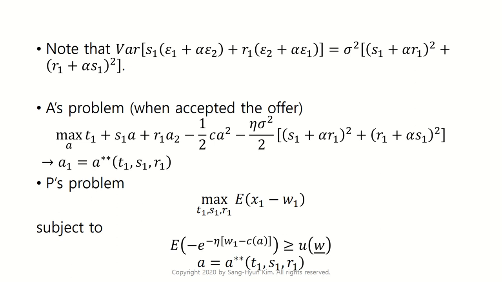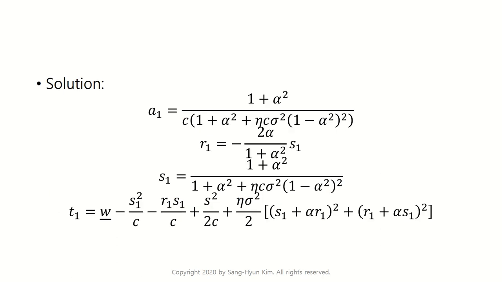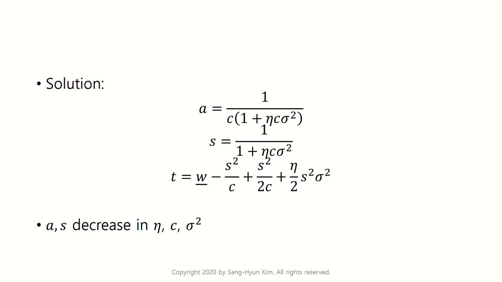So we have this IR constraint and the IC constraint, and then we solve this problem. Then we'll have this solution. It's much more complicated, but we can still see some interesting things, like you can still notice the resemblance of the solutions, like this solution and this solution, right?